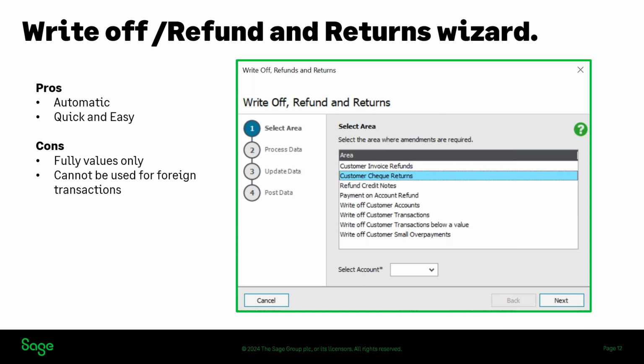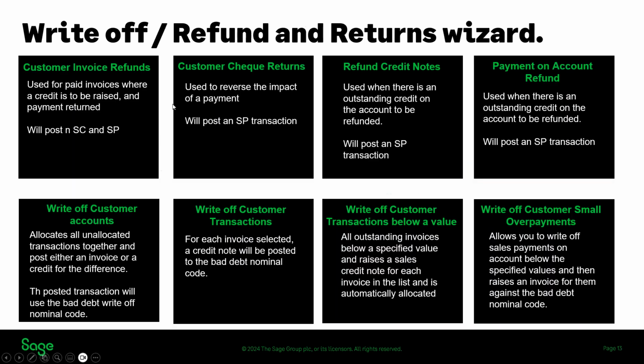And you can't use this for foreign transactions or on the VAT cash scheme. So there are some cons around using this. We're going to show you a few examples of how this write-off, refund and returns wizard can help you. But there are in fact 8 different wizards in the software that will post for you.